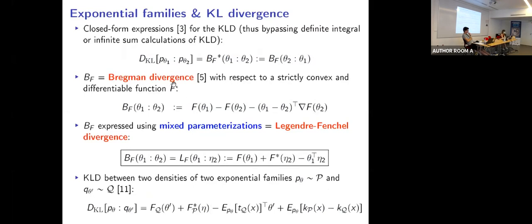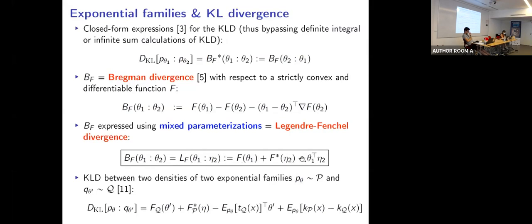And the Bregman divergence is defined for a strictly convex and differentiable function by this quantity. If you use a mixed parameterization of natural parameter and moment parameter, then you get an alternative definition for the Bregman divergence, which is called the Legendre-Fenchel divergence, and which is given by this expression here. Okay, so here we have the natural parameter expression, and here we have the mixed parameterization for the Legendre-Fenchel divergence.